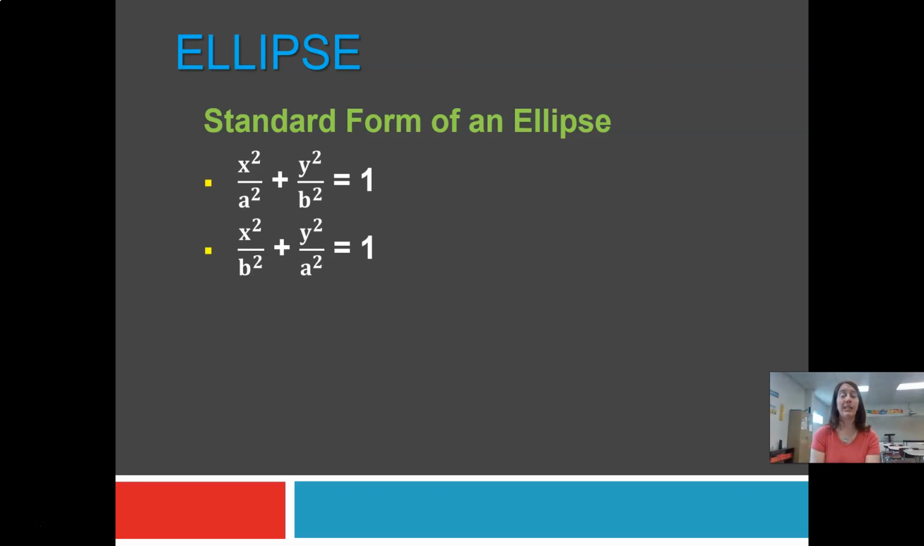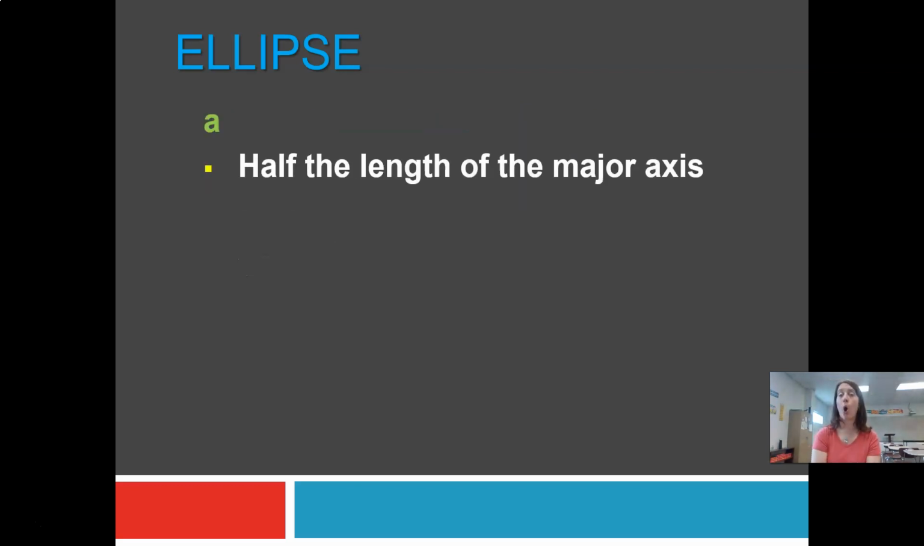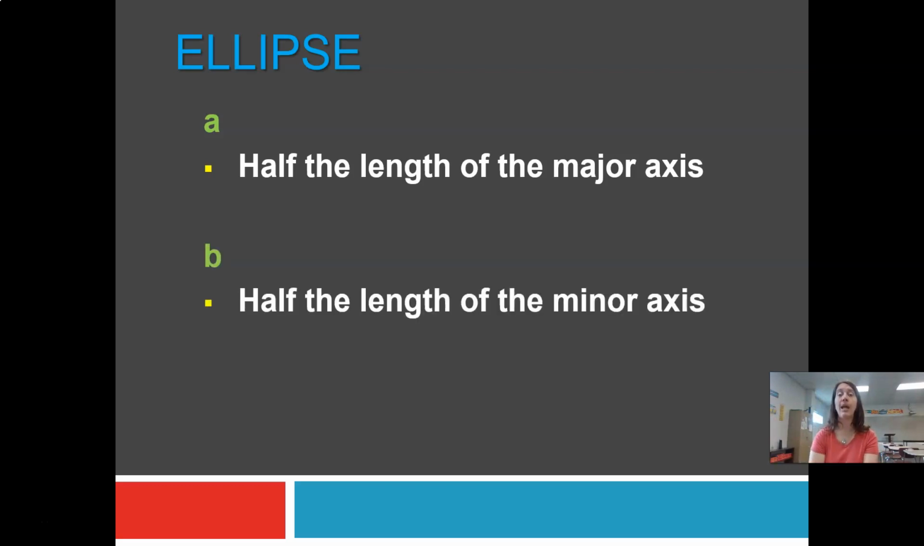Now notice between those two equations, the only difference is the location of the letters A and B. In the first equation, the A is underneath the x. In the second equation, the A is underneath the y. Why did we have two different equations? Because the A always told us the major axis. When the A was underneath the x squared, the ellipse was longer along the x-axis. When the A was below the y part of the equation, the major axis was the y-axis, so it was taller than it was wide.